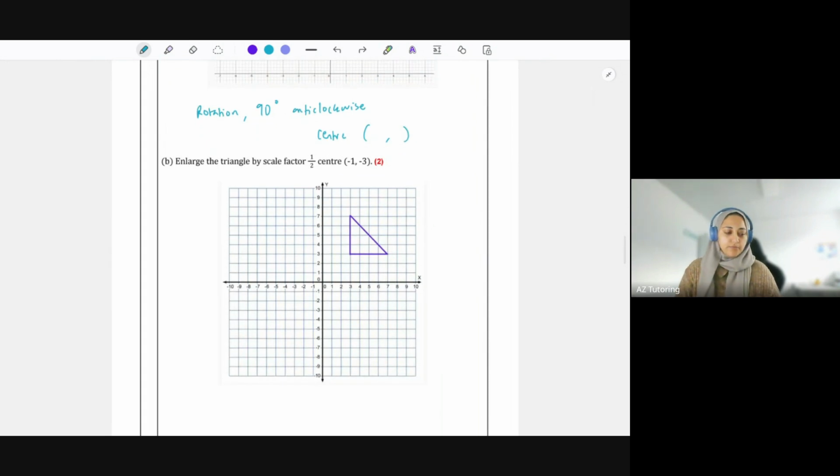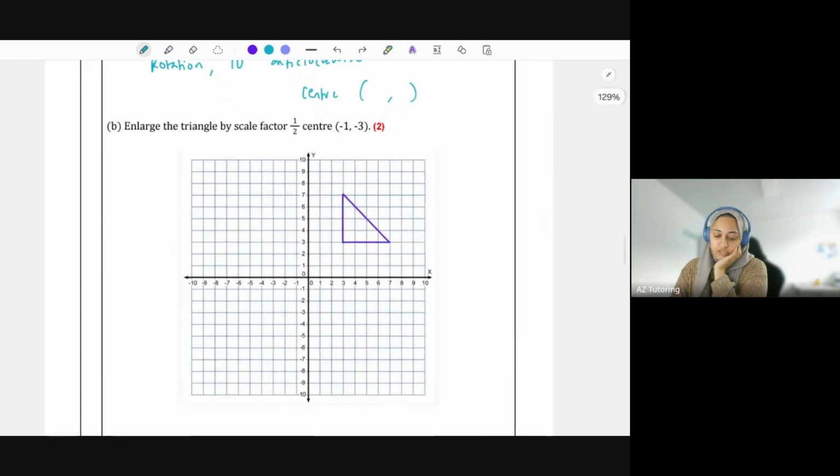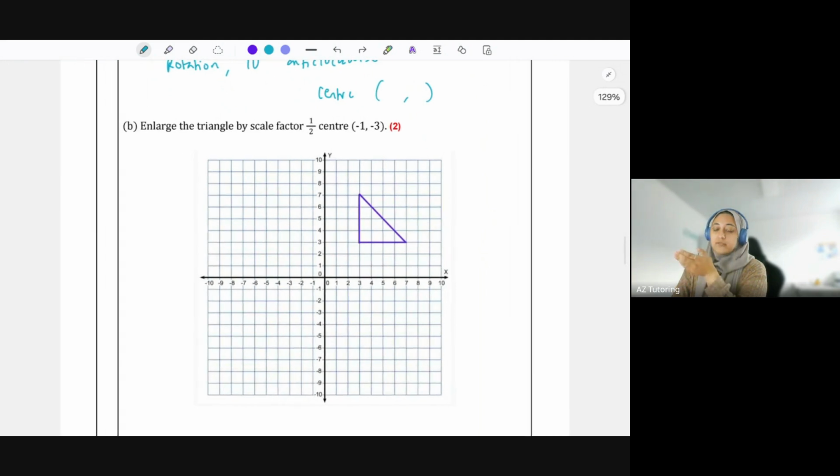Okay, let's do part B. Should be able to do this on the tablet with it being an enlargement. So it says enlarge the triangle by scale factor a half. So because it's a fraction scale factor, I'm expecting my new triangle to be smaller than this one. And center 1 minus 3. So where is minus 1, minus 3? Sorry, minus 1, minus 3 is here.